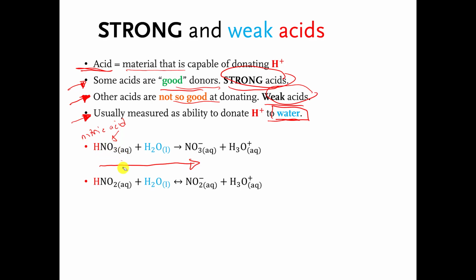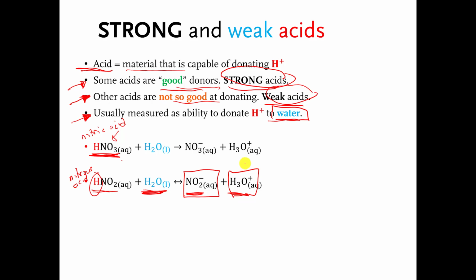This is a different acid. In the second reaction, it looks almost the same. The top acid is HNO3, the bottom acid is HNO2. This is called nitrous acid, in case you care. And we are looking at its ability to donate its H+ to water. You can see that when it does donate the H+ to water, it turns into NO2 with a negative charge, and it turns one of the water molecules into H3O+, in a very similar way to what happened in the reaction above. But if you look at the way that this equation is written, there's a two-way arrow.